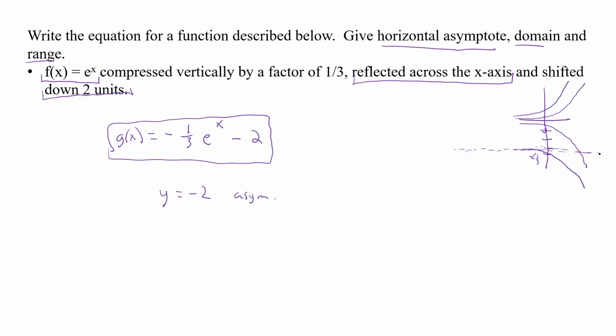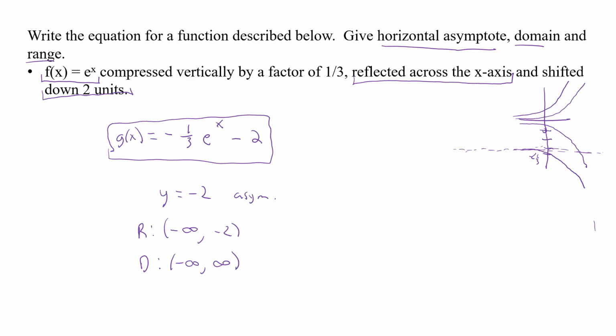So it's going up to the -2, and it's going from -infinity all the way up to that -2. So we're going from negative infinity to -2, and that's our range. Now, what is our domain? Well, our domain, we're still going from left to right the whole way, all real numbers. And so that's from negative infinity to positive infinity.